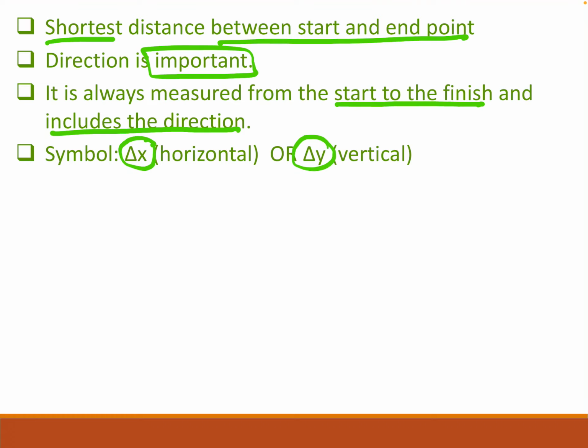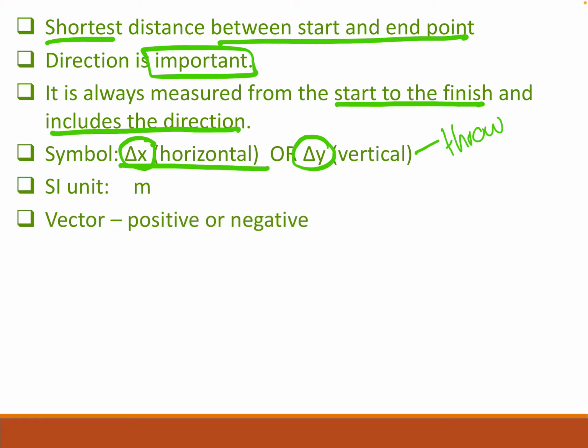So this is if I throw something. Okay? That we're mainly going to use horizontal. Again, the SI unit is meters. It's a vector, so we can have positive or negative. Positive and negative isn't about size, it's about direction.